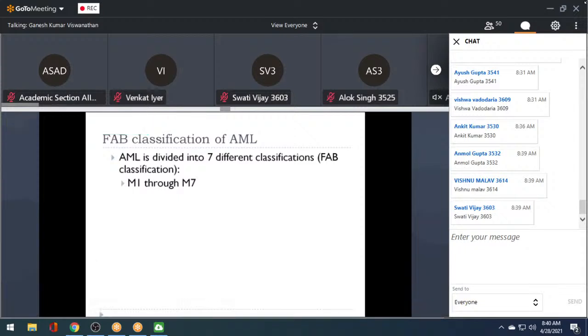The most commonly followed classification of AML is a very simple one, which dates to the 70s and 80s. This is called the FAB classification. FAB is French, American, British. This group made the classification in the early days, and it is followed to this day because it is a simpler classification based on simple tests available, and it is one of the widely accepted classifications. It is classified into 7 different types, M1 through M7.